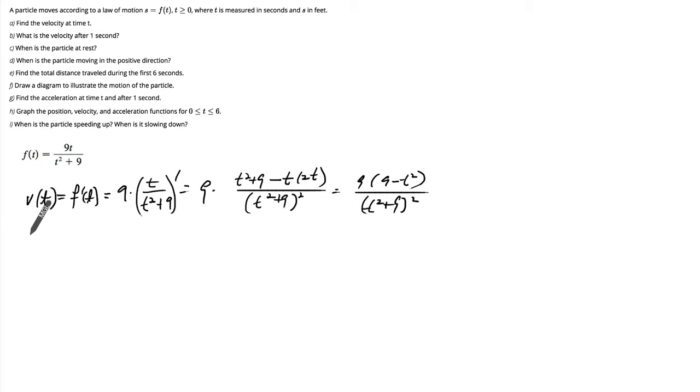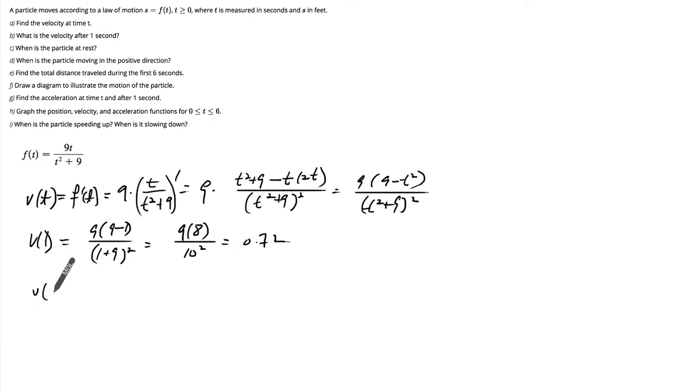Okay, so velocity after 1 second is going to be 9 times 9 minus 1 over 1 plus 9 squared. This is 10 squared. It's 100, so this is 0.72, right? So that's v at 1.